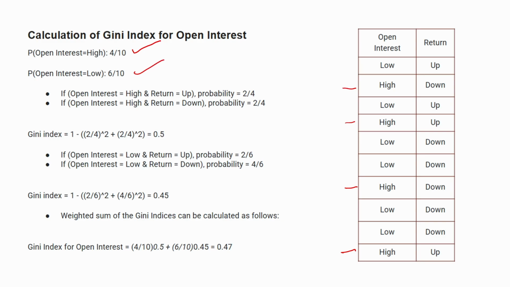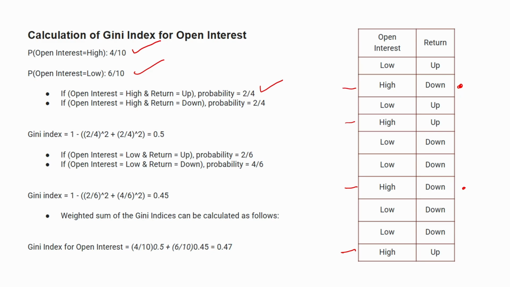Now we will consider each case separately, because for high we need to find whether the return is up or down. So out of 4 high, you need to find how many are down. So 1 down is here, then 1 down is here. So out of 4, 2 are down. So that means 2 are up. So 2 with up return and 2 with down. So open interest high and return up, the probability is nothing but the total entries for high are 4. Out of that 4, 2 are up. So the probability is 2 by 4.